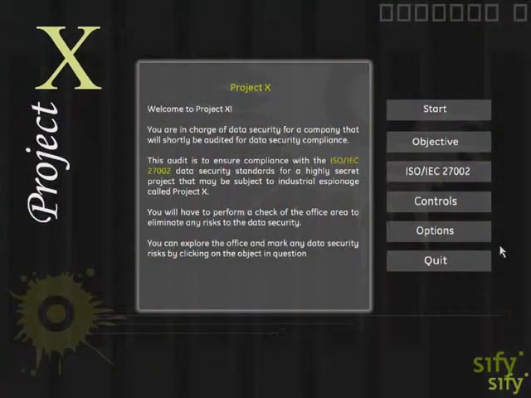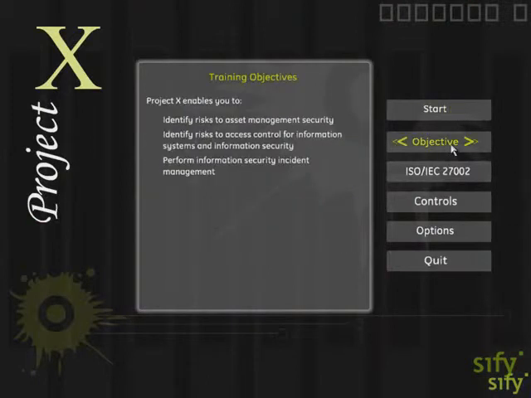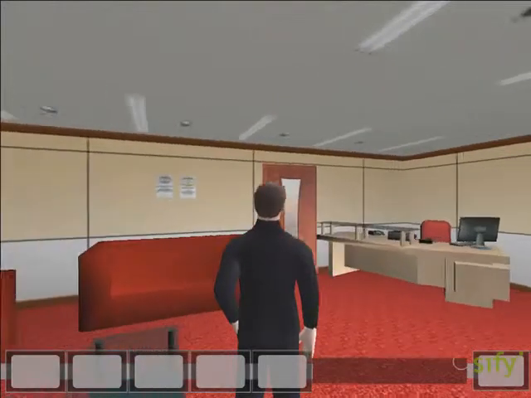Based on the data security concepts provided as objectives and the requirements of the ISO IEC 27002 standards, the learner has to identify the risks to asset management security and the risks to access control for information systems and information security. A game that teaches.